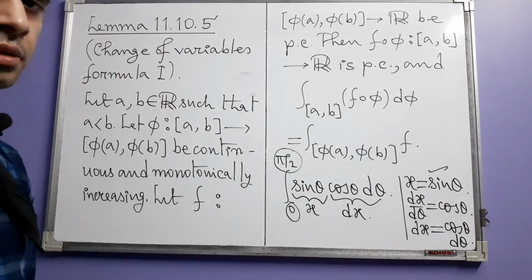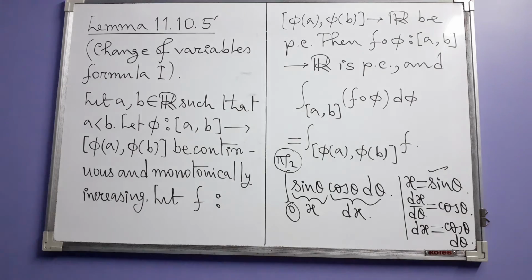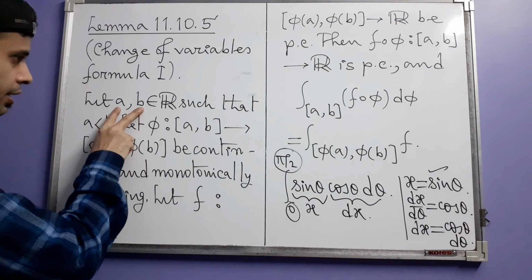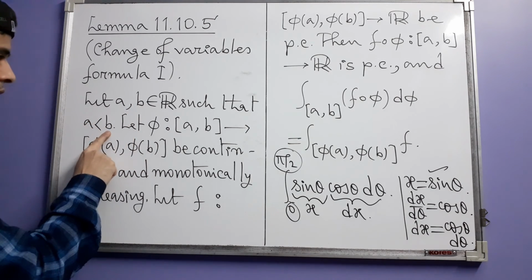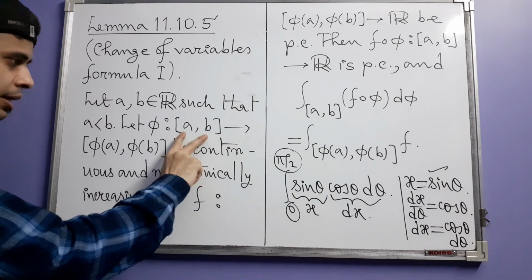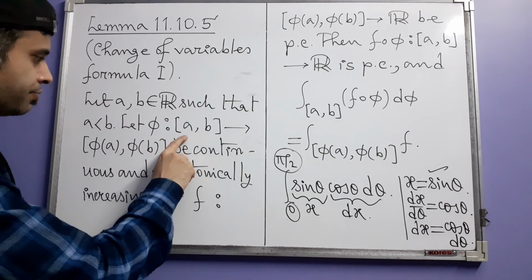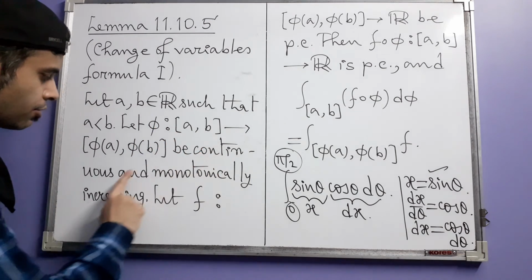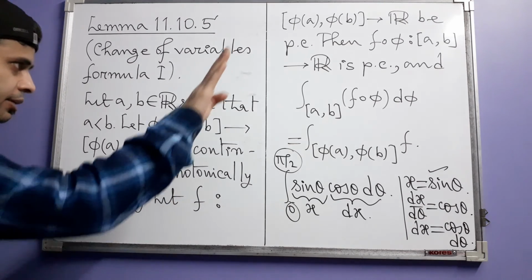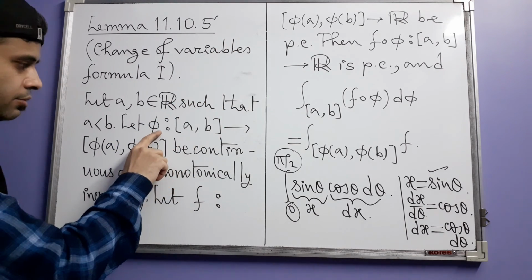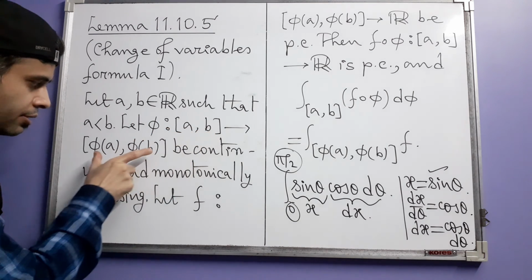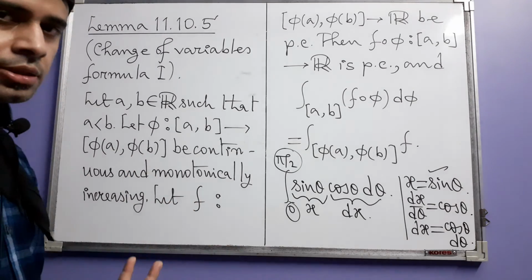So this is the first one. So let's now see its statement. So the starting point is just like before. You have two real numbers a and b such that a is less than b, so that this interval has some points, not just one point. And phi is defined on this interval, and phi is continuous and monotonically increasing, which makes phi as a function from this interval to this interval an onto function.